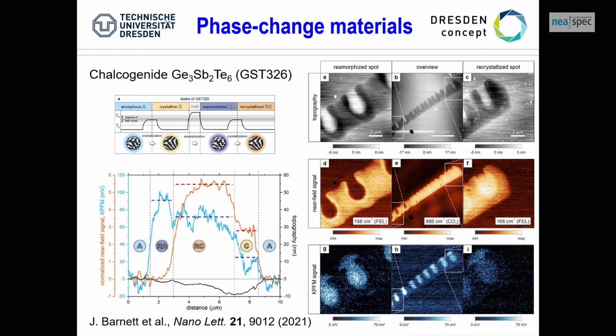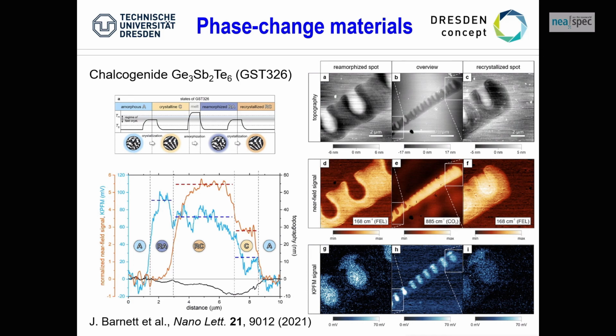This is more that Julian is going to talk about possibly in a little while. We have amorphous regions, crystalline regions, re-amorphized regions, and recrystallized regions. So this means simply that by combining all these signatures, between the blue Kelvin and the reddish near field optical amplitude, we get 100% identification of these phases. This is exactly what has been done on these chalcogenide phase change memories.